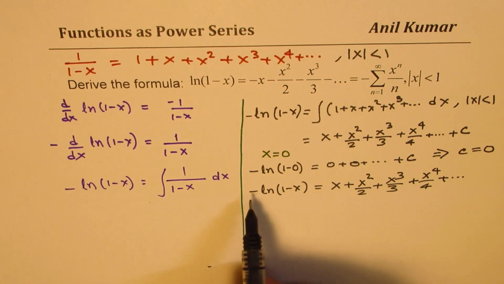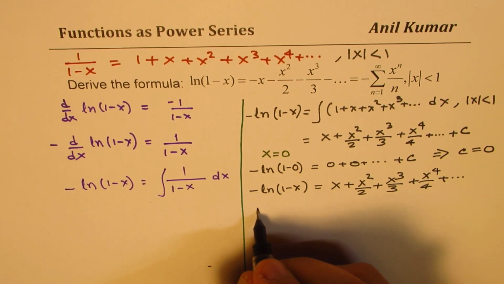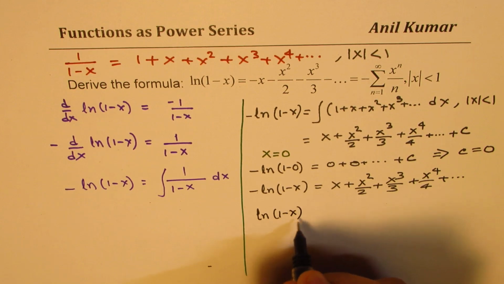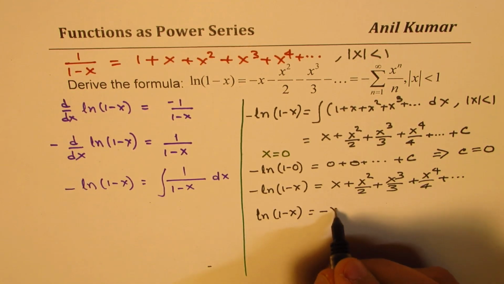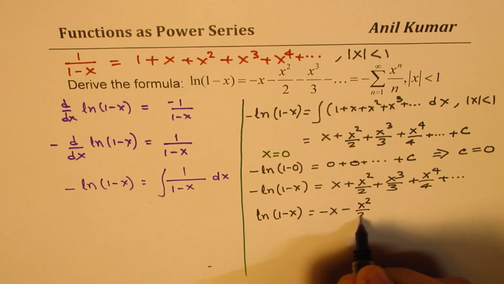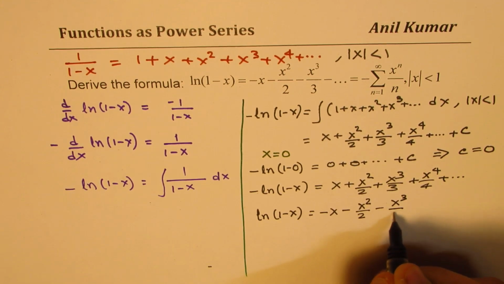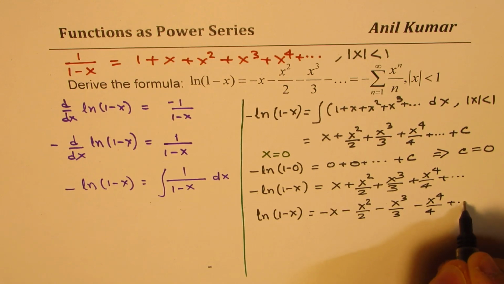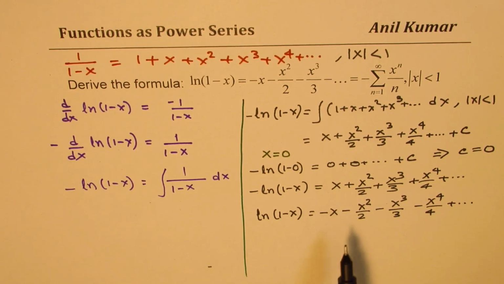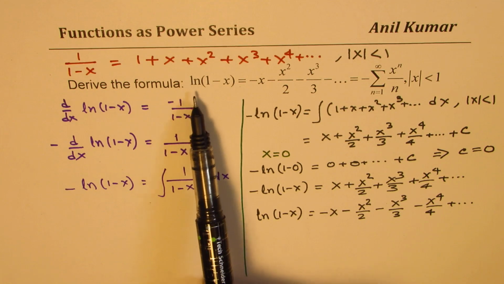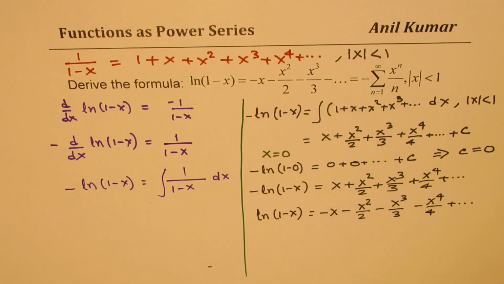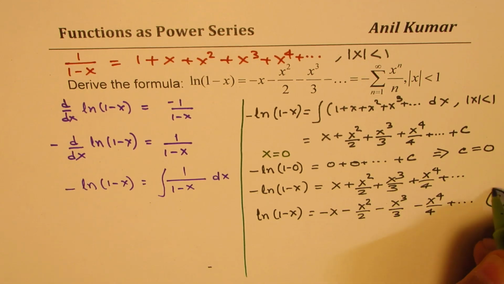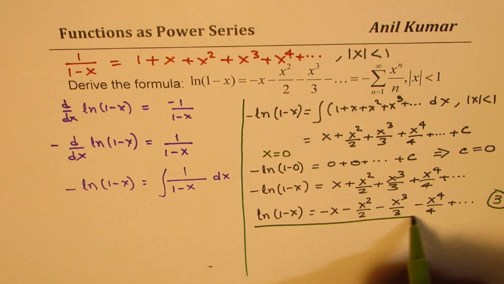And what happens when I multiply by the negative number? I get ln(1 minus x) as the negative of all this: negative x, negative of x squared over 2, negative of x cubed over 3, negative of x to the power of 4 over 4 plus so on. Do you see? So ultimately we have proved what ln(1 minus x) is equal to. You get the idea, right? So we'll call this our formula number 3.